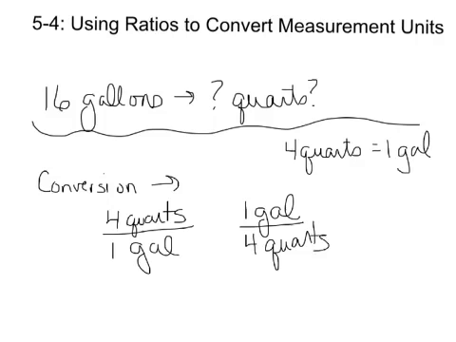Basically, what this is saying is these are equivalent. So basically what that means is that these are equal to 1. They would simplify. They look different, but they are the same measurement. 4 quarts is 1 gallon. 1 gallon is 4 quarts. So they are equivalent, which means it's a conversion factor.